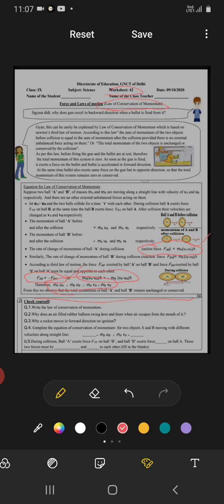So you also have to learn this equation and the derivation of this equation, because it is asked so many times in your exams, so you have to learn this.